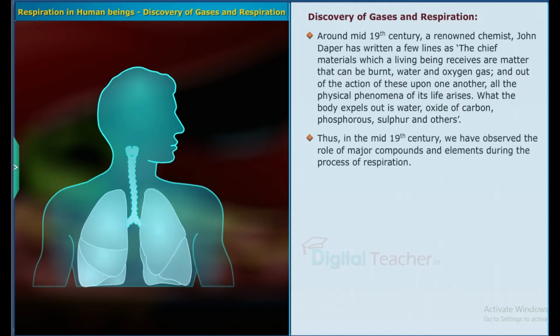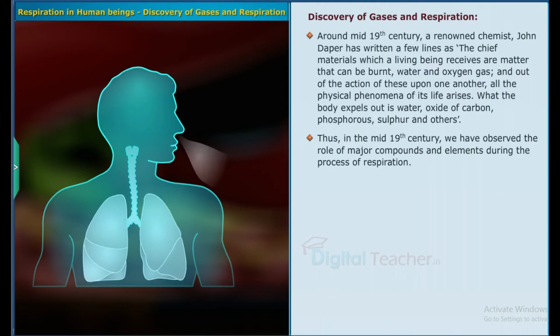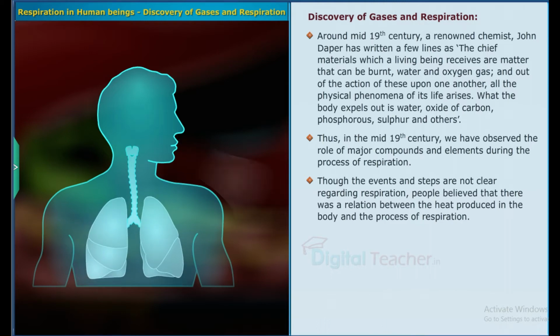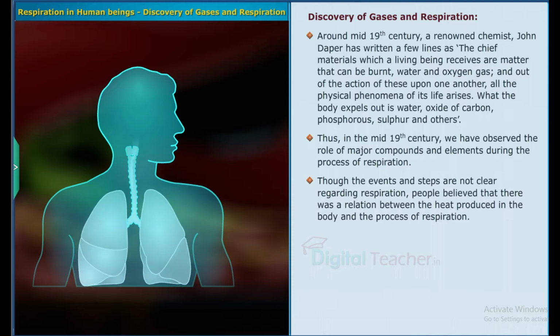Thus, in the mid 19th century, we observed the role of major compounds and elements during the process of respiration. Though the events and steps regarding respiration were not clear, people believed that there was a relation between the heat produced in the body and the process of respiration. Let us now discuss the steps involved in the process of respiration in human beings.